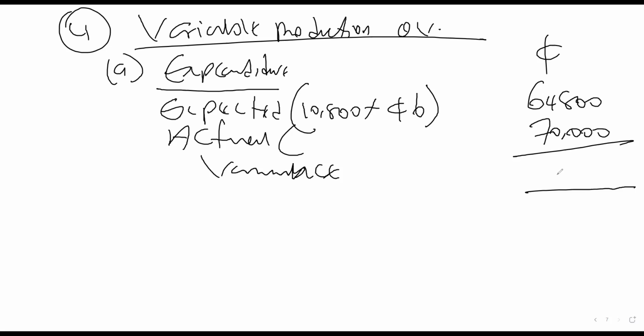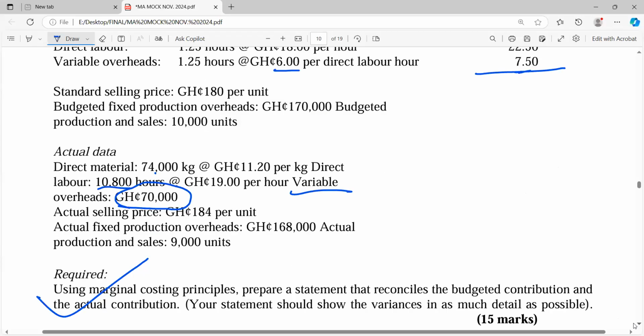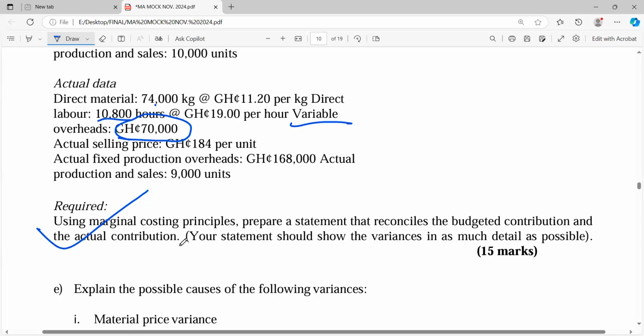But in this question, they didn't ask for the variable overhead, or you are just doing it? No, it's there. Let me show you where they asked for it. Okay, please, I'm trying to write it. They say your statement should show the variance in as much detail as possible.